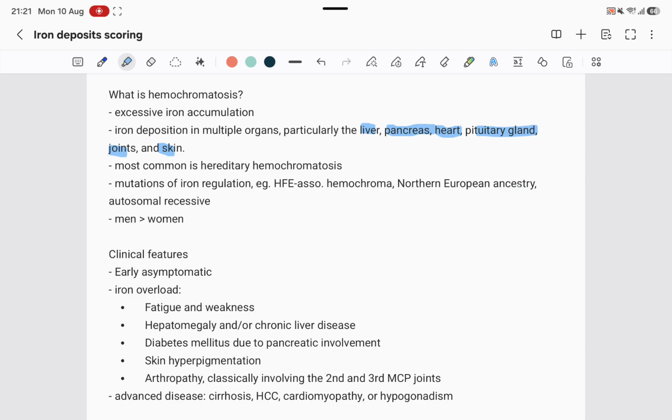North European ancestry, so people from North Europe are mostly affected, and it is autosomal recessive, so we've got one pair and there is another pair. I'm not exactly certain, but it is autosomal recessive.